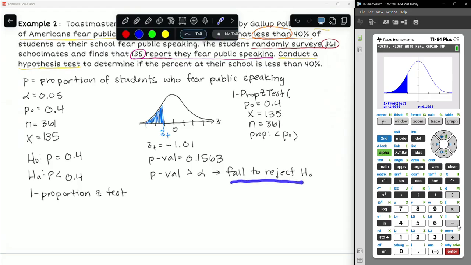Since I am failing to reject the null and failing to reject the statement that the proportion is 40%, I do not have enough evidence to support the claim that the percent at her school is less than 40%. Getting this number of sample successes out of that sample size at her school is a perfectly reasonable value within about 1 standard deviation of the assumed actual proportion. So this sample does not provide enough evidence for us to reject this statement that the proportion is actually 40%.